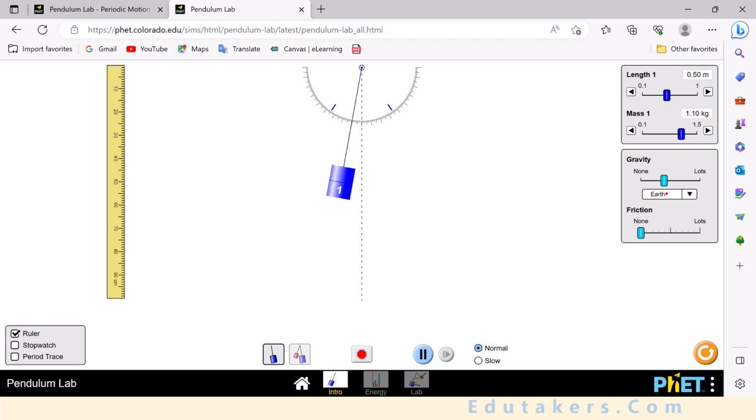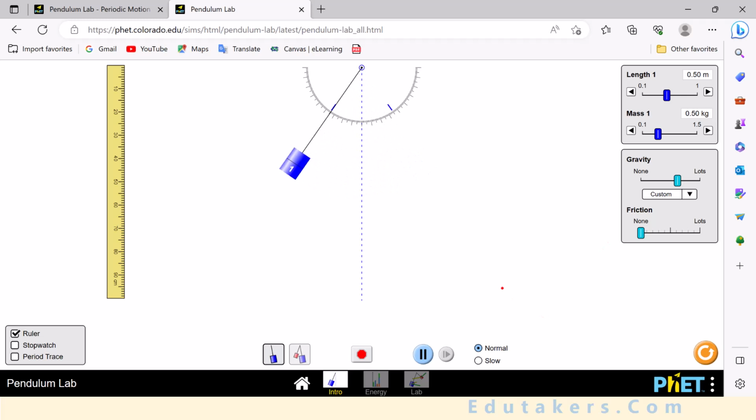Next we see the effect of gravity. If I fix the mass also at 0.50 kilogram, and now I am going to change the gravity. Initially the value of the gravity is normal, which is 9.8 meter per second square. Now I will increase the gravity. Then what will happen? By increasing the gravity, the time period decreases. You can see in this figure.